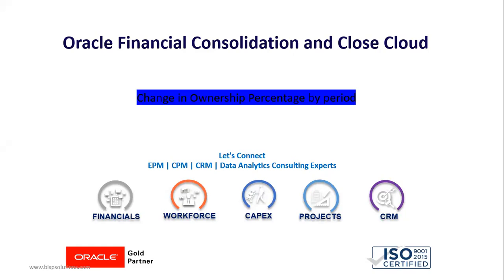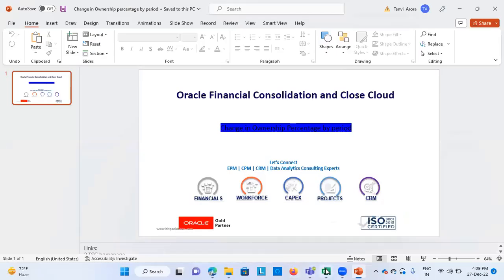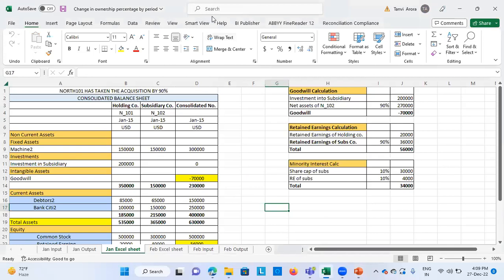So in today's video, we are going to see the case scenario of change in ownership percentage by period. So let's just go to the Smart View that I've prepared. Okay. So this is my Excel sheet that explains the case exactly.